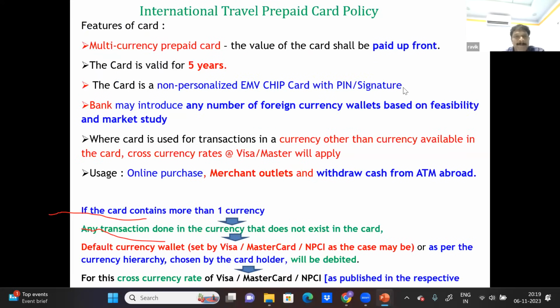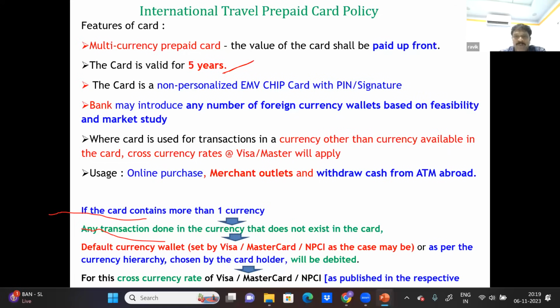Now we come to the features of this card. This is a multi-currency prepaid card, and the value of the card shall be paid. Prepaid means first pay the money, then use. So first he will pay the amount, then only he can use. So it's a prepaid card. It is multi-currency. Validity is 5 years. No confusion. Now all cards are 5 years. The advantage is all cards are 5 years.